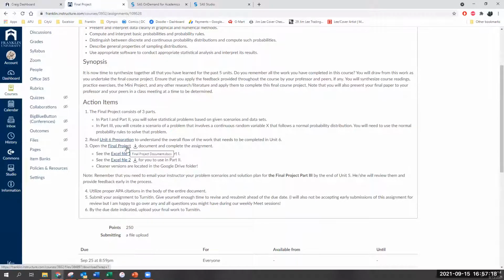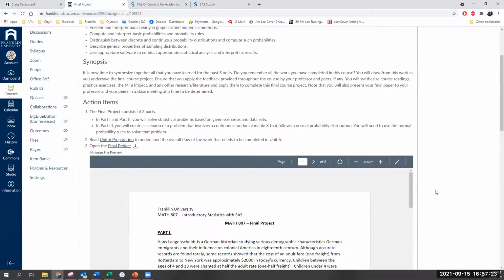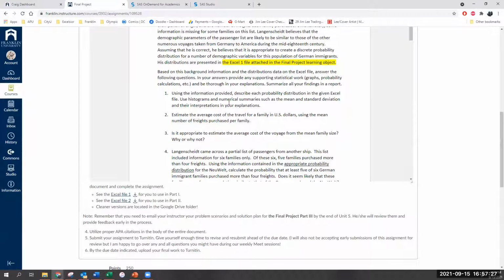Right? You have this final project paper here that walks you through everything you're supposed to do, right? Describe each probability distribution in the given Excel file. Use histograms and numerical summaries such as means and standard deviation and their interpretations in your explanations. You're supposed to do that for every single one of the probability distributions in the Excel file. I think there's 4 or 5 of them, right? So you should have a histogram and summary statistics for all of them.